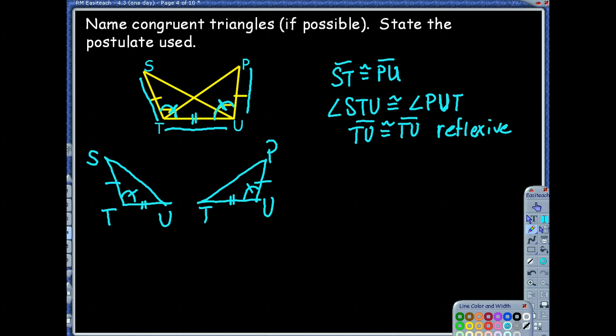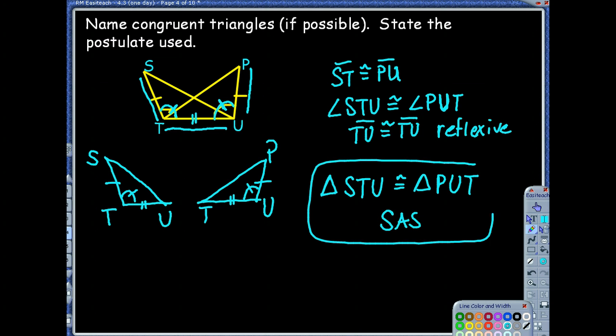It does help when you've got them separated to name your triangles. So looking at the picture, triangle STU is congruent to triangle PUT, and that reason would be side, angle, side. And again, you're limited right now to only two reasons. So if you have an angle provided, then of course you're going to go with side, angle, side. Now again, this is if possible. We might not have enough information to prove this.